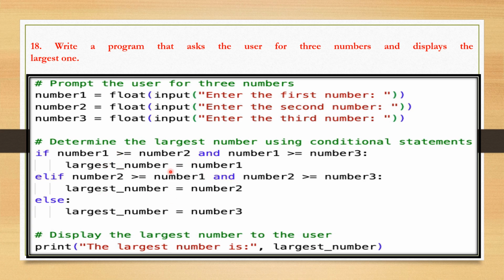And here we are taking it like this: if number 1 is greater than number 2 and number 1 is also greater than number 3, the largest number is number 1. And if number 2 is greater than number 1 and number 2 is greater than number 3, the largest number is number 2, else the largest number is number 3. And finally we display the largest number to the user.